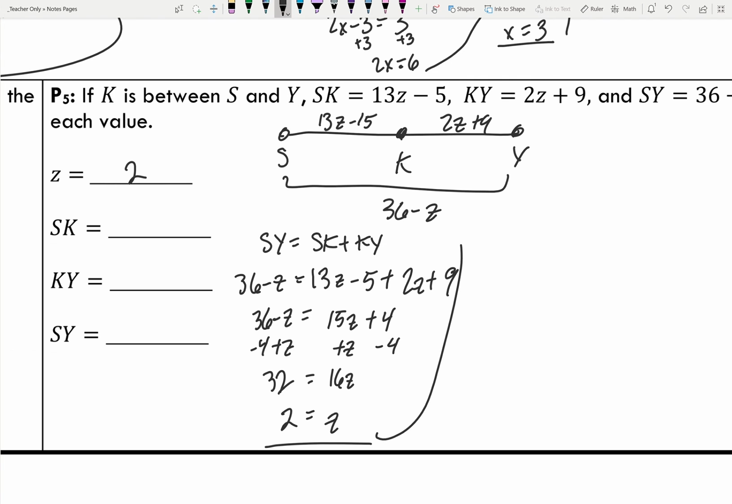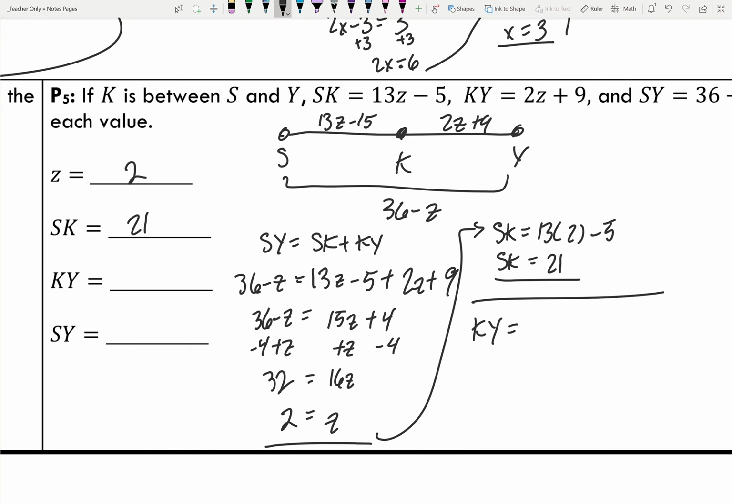Now I'm going to plug Z in for SK. SK is 13 times 2 minus 5. If I plug that into my calculator all at once, I get 26 minus 5, which would give me 21. Okay, now for KY, I'm going to have 2 times 2 plus 9, which is going to give me 13.